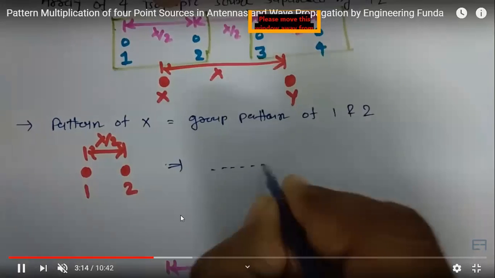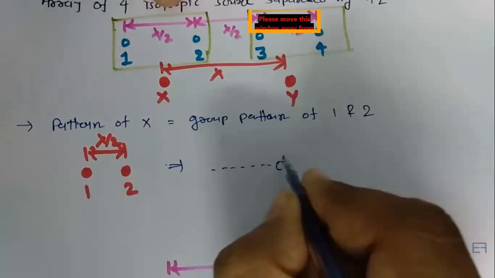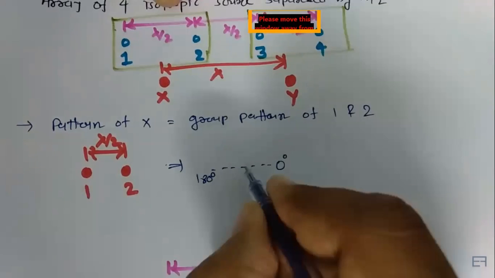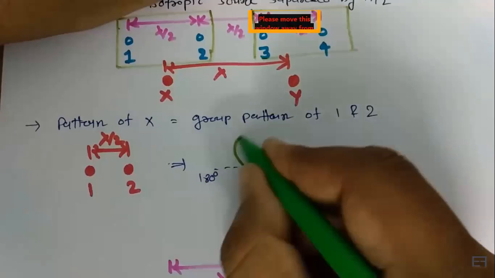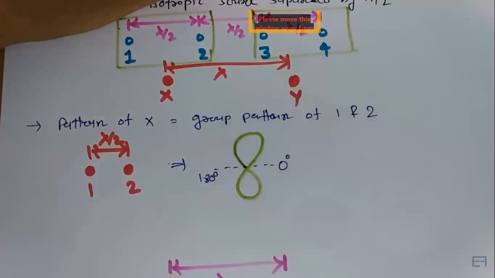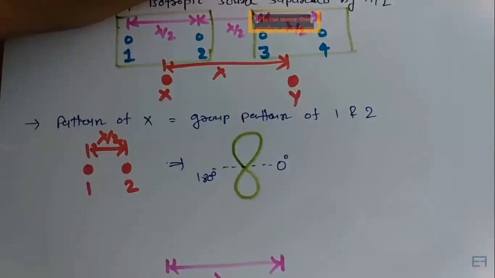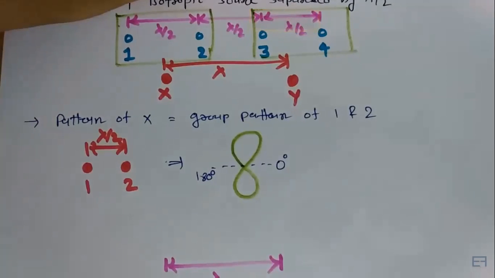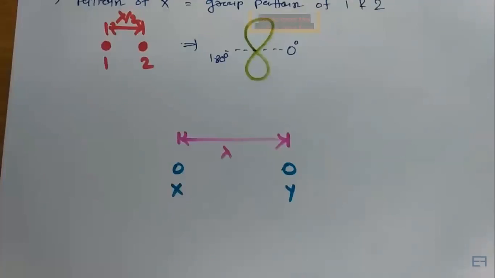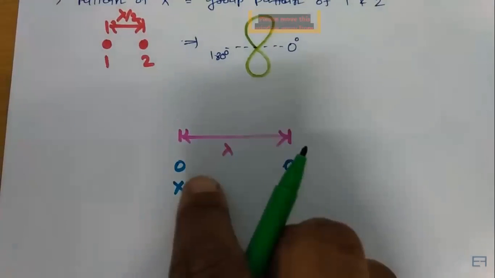You can see here the pattern multiplication of 1 and 2, and the resultant radiation pattern is treated as X. Similarly, the radiation characteristics of 3 and 4 are combined as Y. See here the length of the antenna, which is lambda by 2. The same is already proved in the earlier class: cos of beta d cos phi by 2.